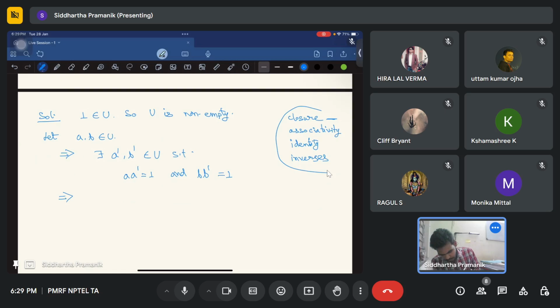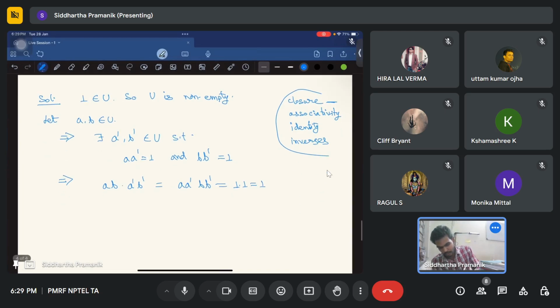Now AB times A prime B prime, what can you say about this? This is just A A prime times B B prime, right? Because we are in a commutative ring. All our rings are commutative rings with identities. So this is just 1 times 1. So this is 1. So that means this product is also a unit. So the first property, closure, holds.